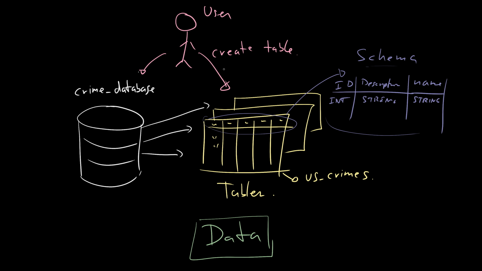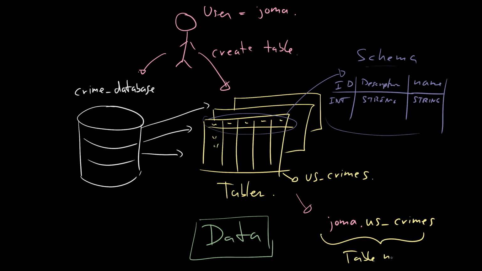Now that you, the user, created a table called US crimes inside of the database crime database, how do we even get access to this table? Well, let me tell you how tables are named. Let's say your name, my user, is Joma, right? Then this table name will be Joma.uscrimes. So this will be your table name because you created this table. Joma created this table, and it will be stored inside the crime database.